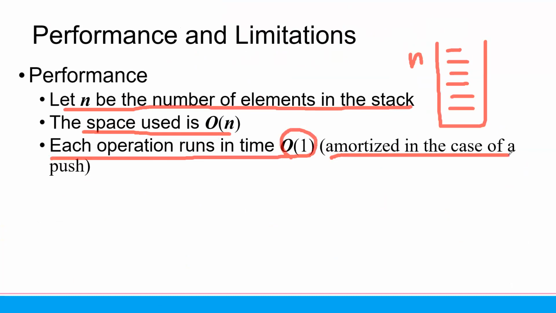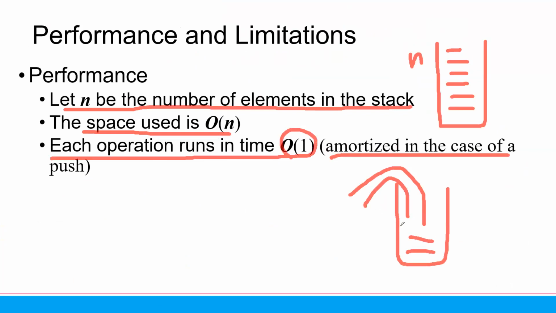This is amortized in the case of a push. So whenever we push, one operation. We push, then second operation. We push the next item, then one operation. So the operation is O(1), simple. That's why people try to adopt this in many kinds of applications.